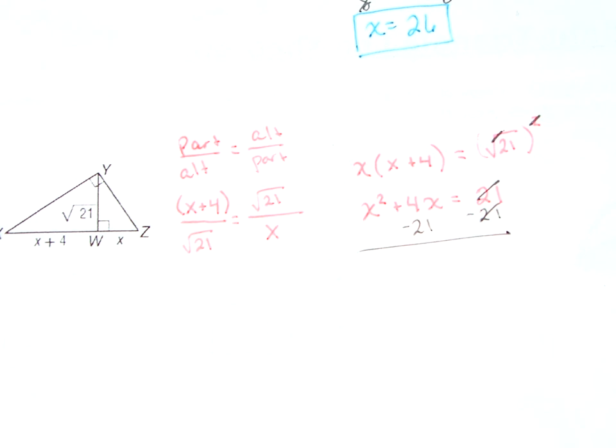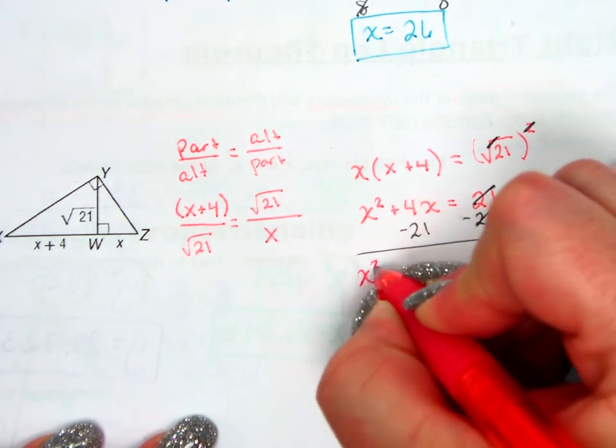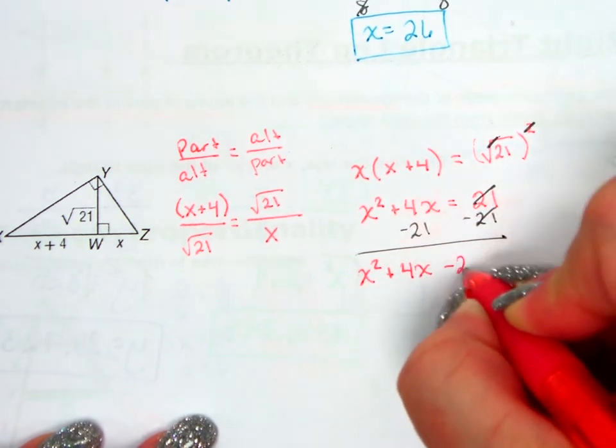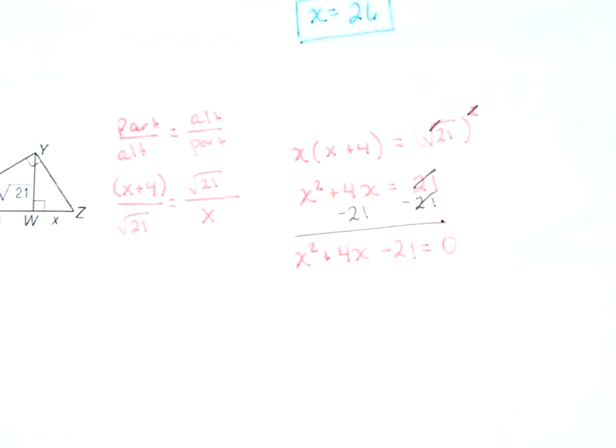Uh-oh. When I subtract 21, yesterday when we were subtracting x, we could just subtract from the like term. But here I don't have a like term. So I just have to put that minus 21 on the end. So I'm going to end up with x squared plus 4x minus 21 equals 0. Okay, and then we're going to factor this.